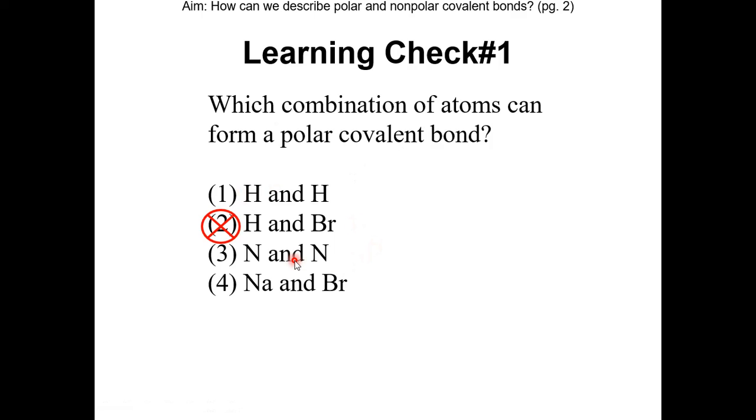So 1 and 3 are wrong because they're the same elements. It's always going to be nonpolar. And number 4 is an ionic bond because it's metal and non-metal.